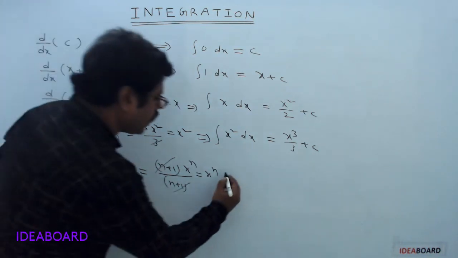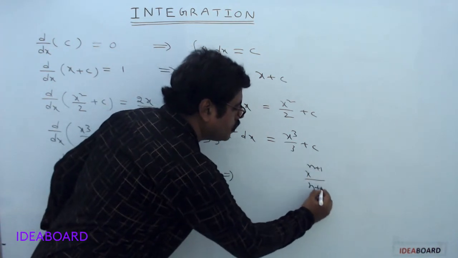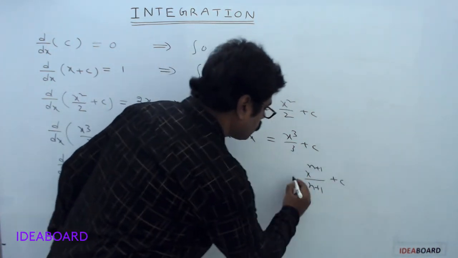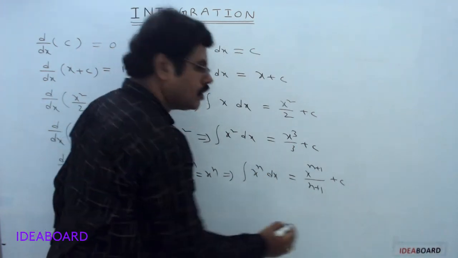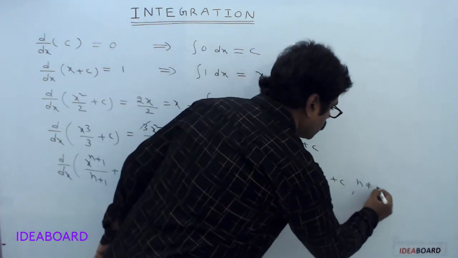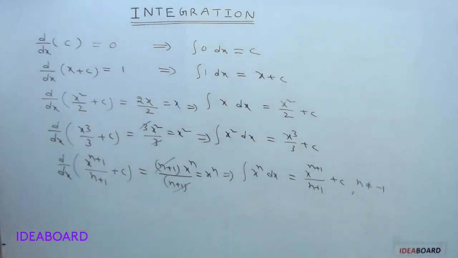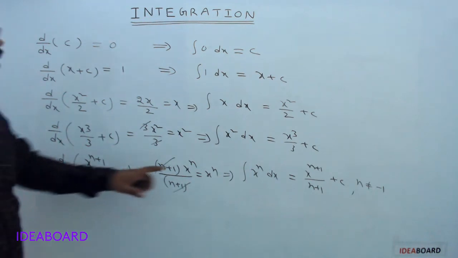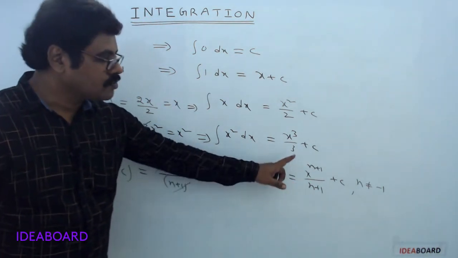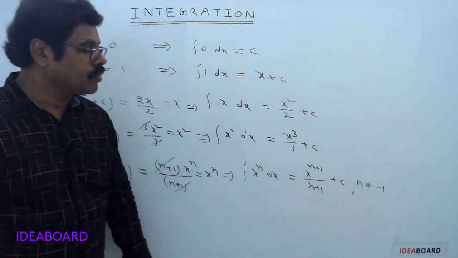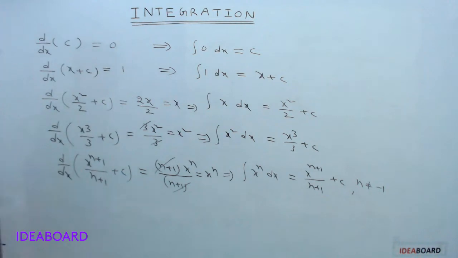It can be written as x power n plus 1 upon n plus 1 plus c equals to integral x power n dx. Here the condition is n not equals to minus 1. So very important formula. Integral x power n dx equals to x power n plus 1 upon n plus 1 plus c, n not equals to minus 1.